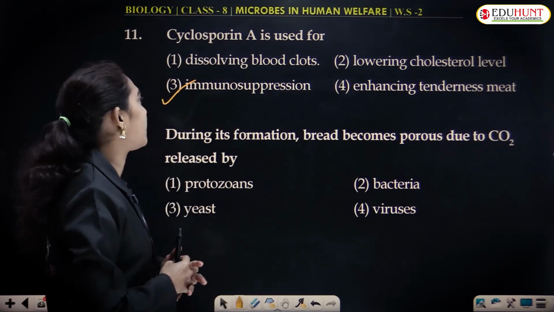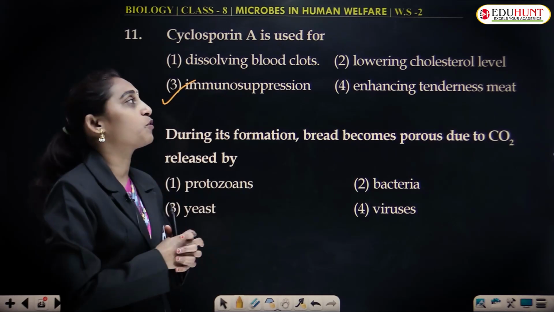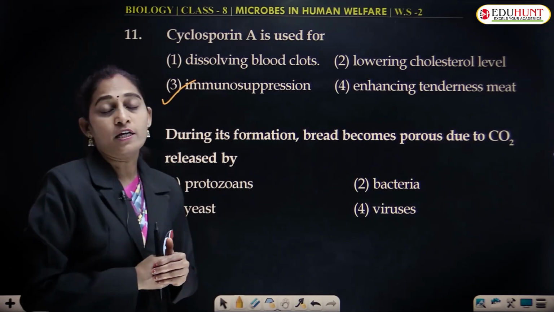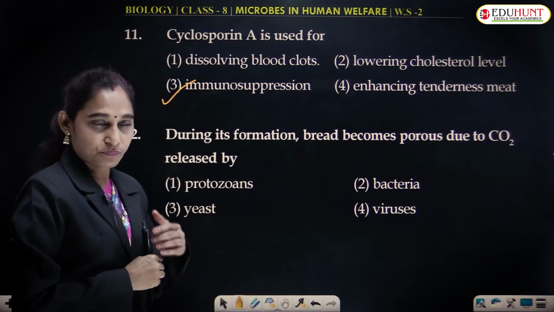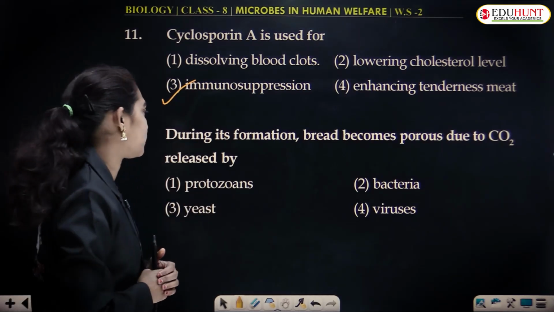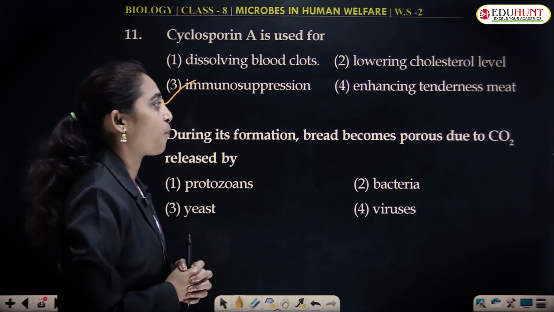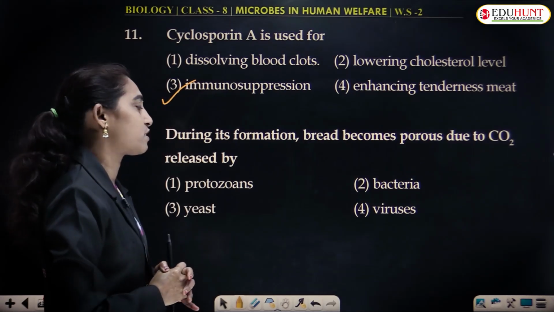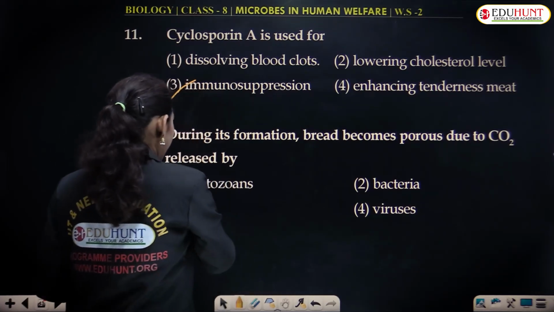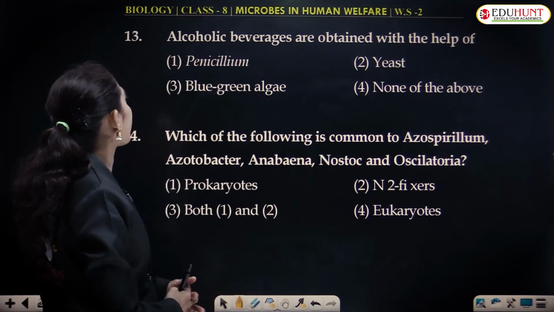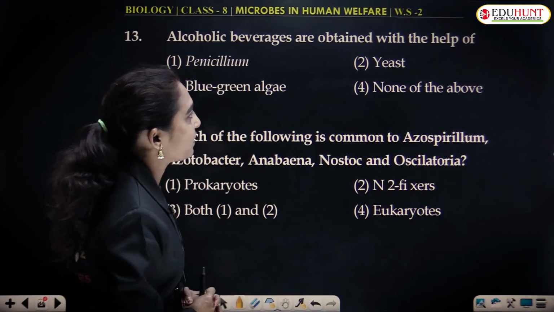So to prevent that, for the purpose of immunosuppression, cyclosporin A is used during the immunosuppression reaction. During its formation, bread becomes porous due to CO2 released by yeast. Alcoholic beverages are obtained with the help of yeast.